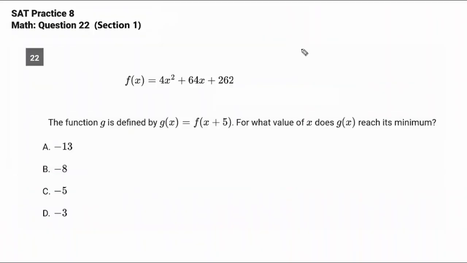We're on SAT Practice Test 8, Math Section 1, Question 22. What's the level of difficulty here? Stupid hard. Almost always the last question in Section 1 is stupid hard.